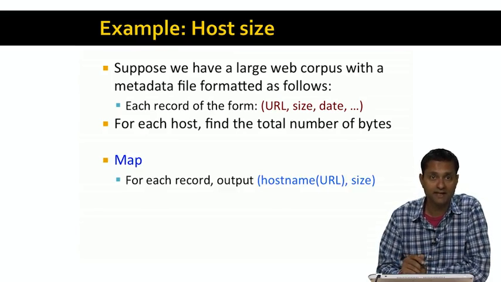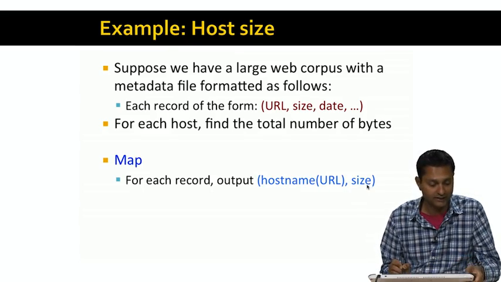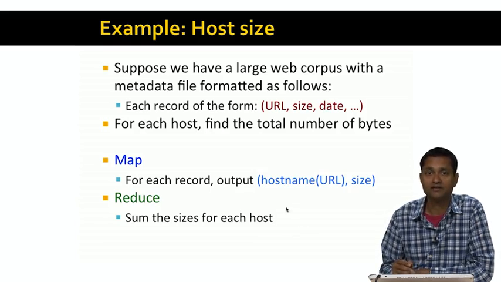The mapper, in this case, the map function, just looks at each record, and it looks at the URL of the record and outputs the host name of the URL and the size. Right? The reduce function just sums the sizes for each host, right? And at the end of it, you will have the size of each host.